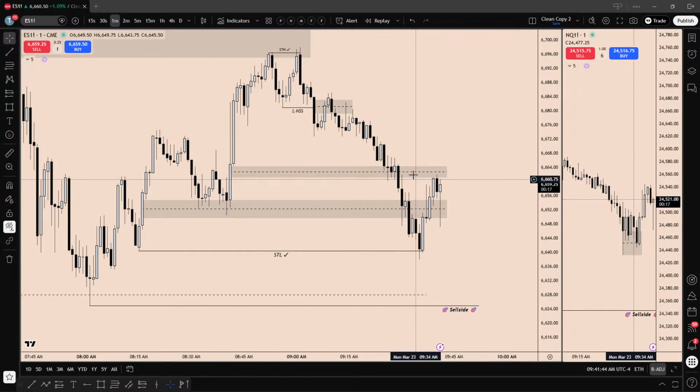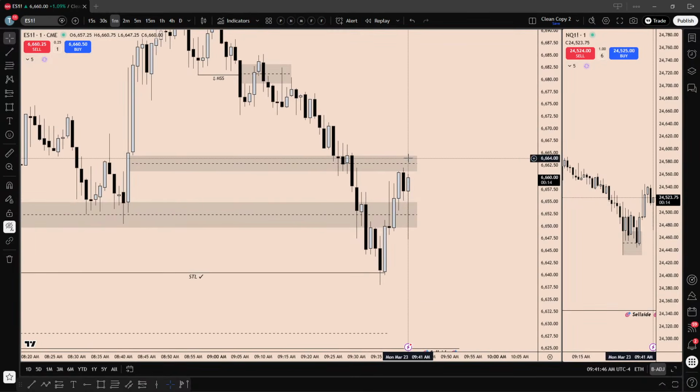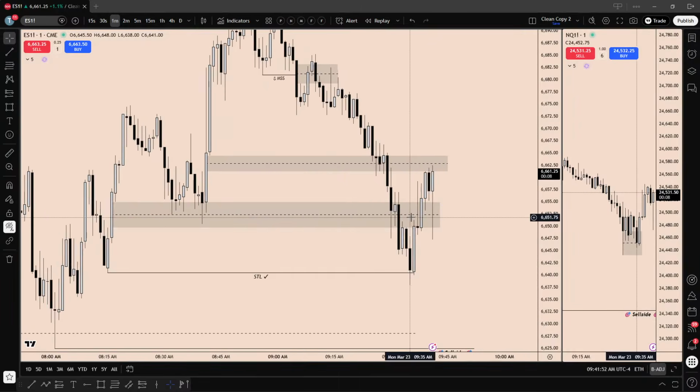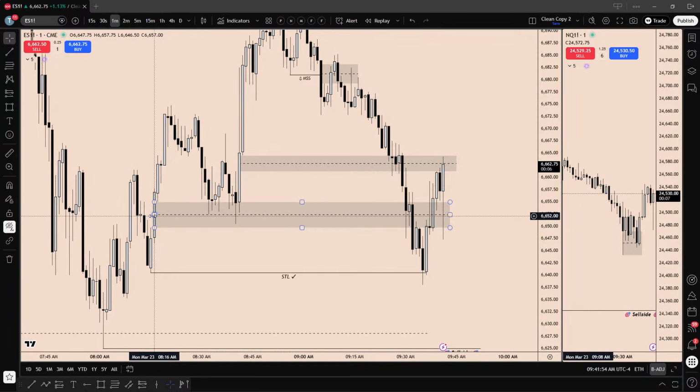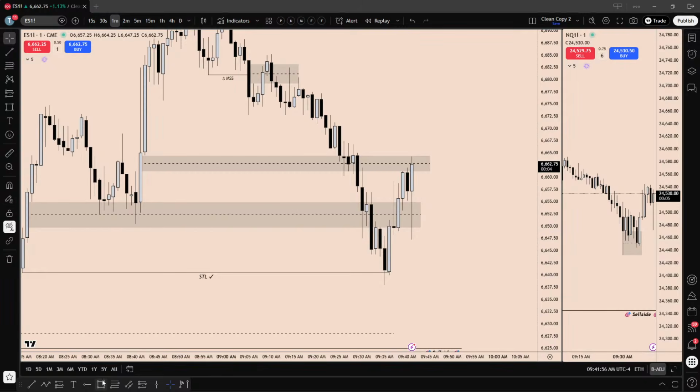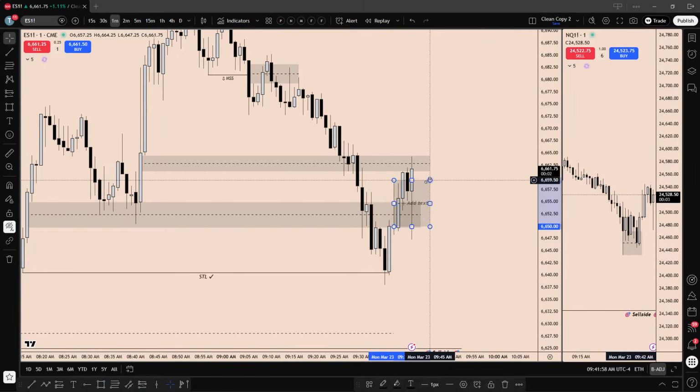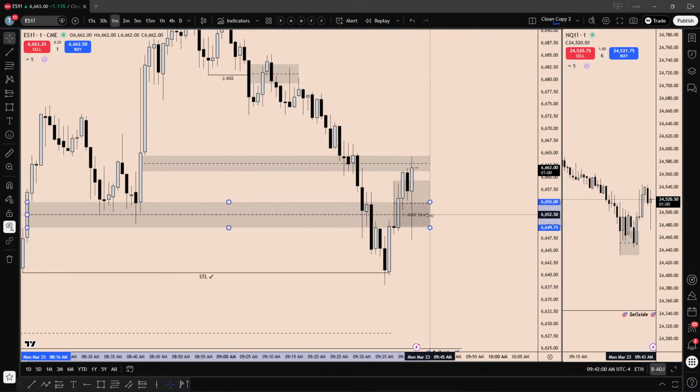So to say currently, we do think we're going to try to get through here. This fair value gap. We have turned this wick into a discount. We've turned the original bullish fair value gap back into a bullish discount. So now we have two discounts here, the wick and the 1 minute.